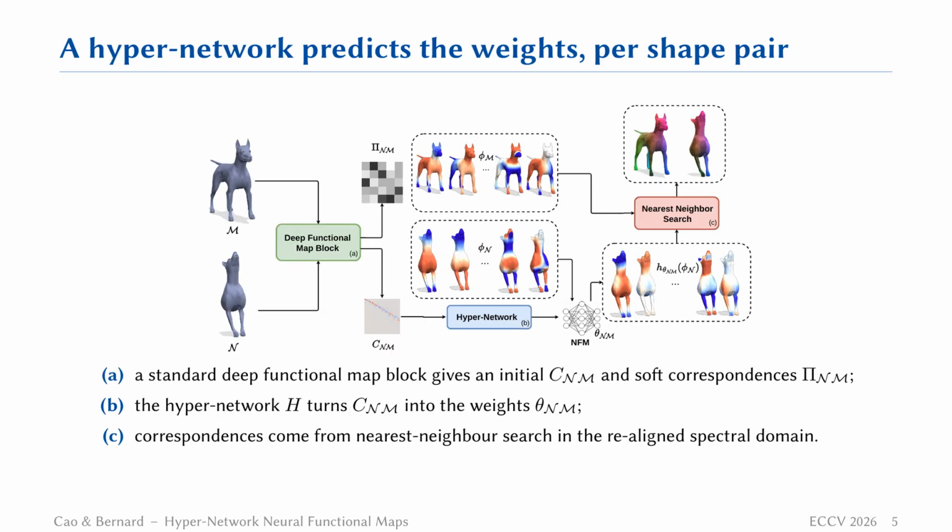But where do these weights come from? Optimizing a separate network for every shape pair would be slow, and it would need a good initial correspondence to optimize against in the first place. Instead, we predict the weights with a hypernetwork.